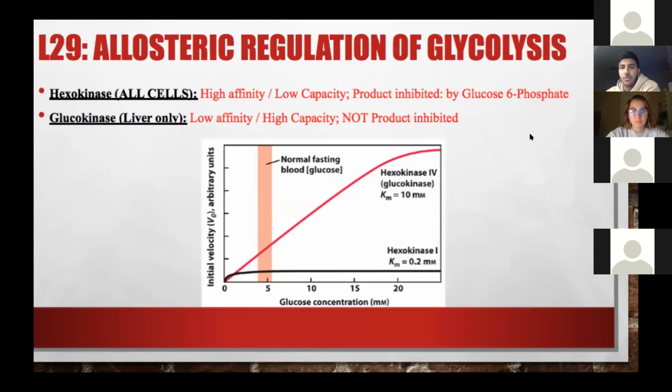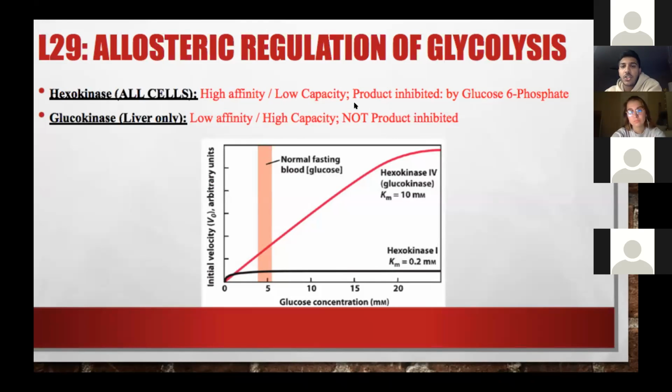I'll explain what's going on, but you have hexokinase in all your cells, and glucokinase is going to be in your liver only. So hexokinase is going to have a high affinity, low capacity. What that means is, if you look at this graph right here, if it has a high affinity, when it picks up glucose, it's super strongly bound to glucose. Even a small concentration of glucose will literally saturate the enzyme, right? You have a saturation, like a plateau, essentially.